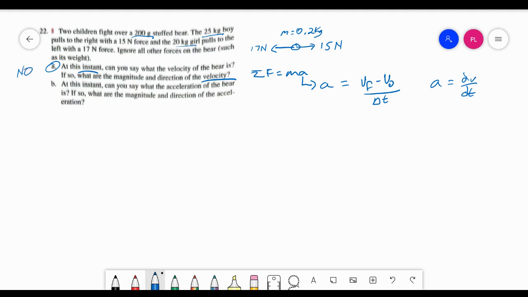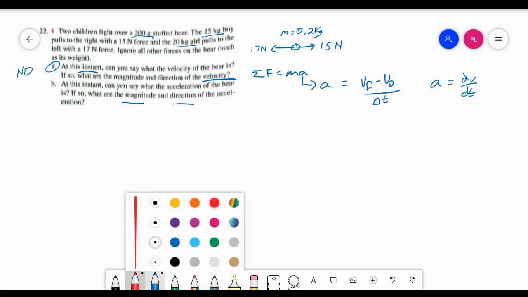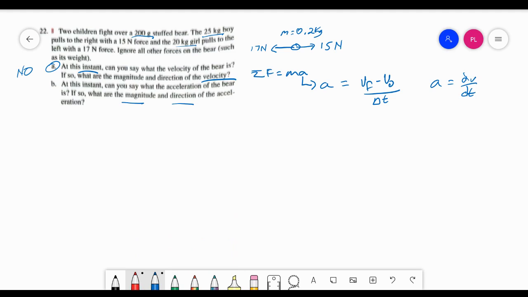Letter B: at this instant, can you say what the acceleration of the bear is? If so, what is the magnitude and direction of the acceleration? This is a question where we need to make sure we're doing things appropriately. One of the things I sometimes skip on these problems is making sure I've chosen a positive direction. Since this force is a little bit bigger, I'm going to make that the positive direction and this the negative direction. I'm going to add this little note saying that overall, to the left is positive.